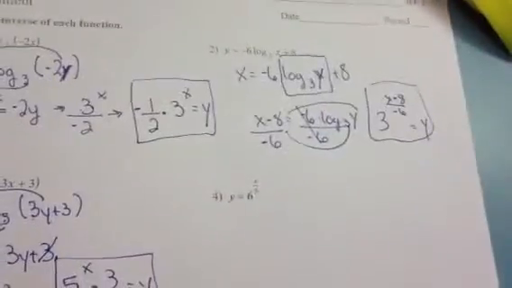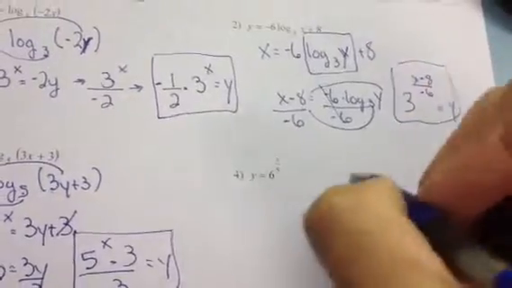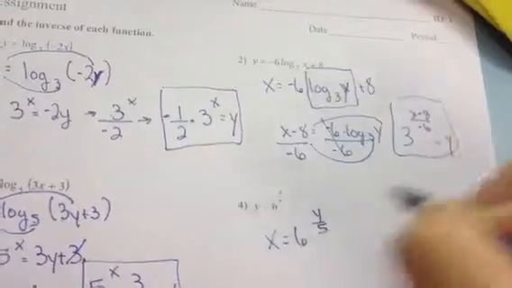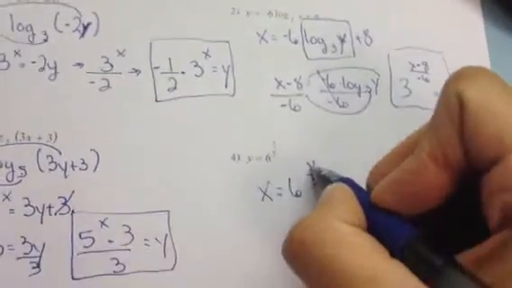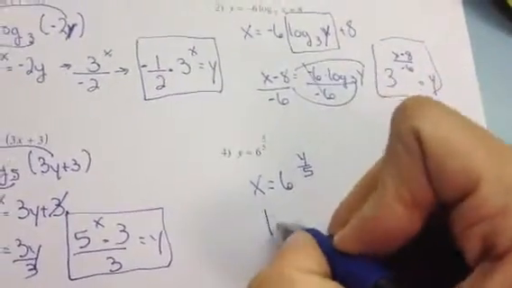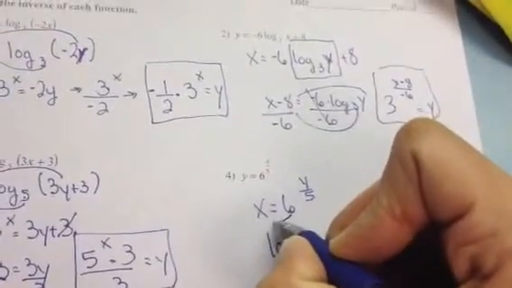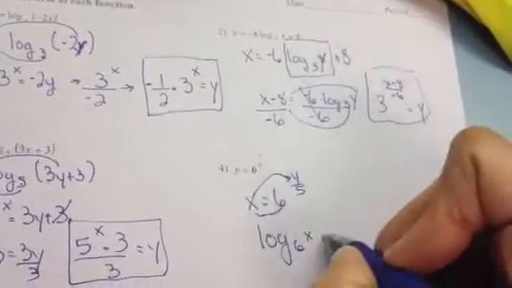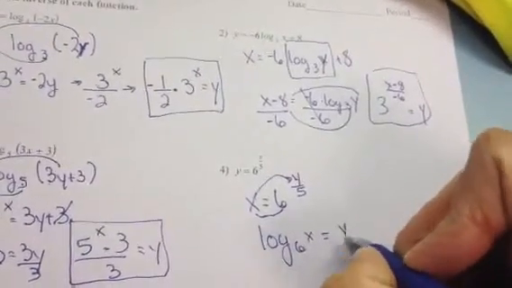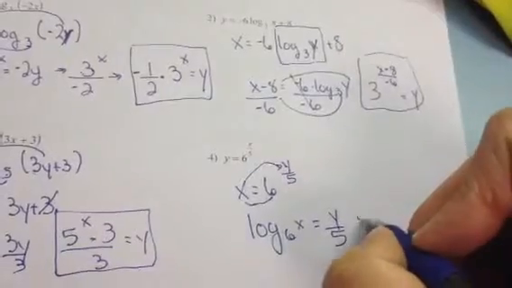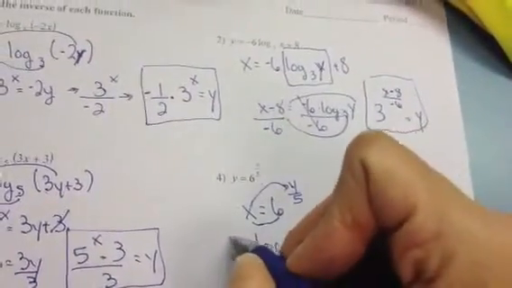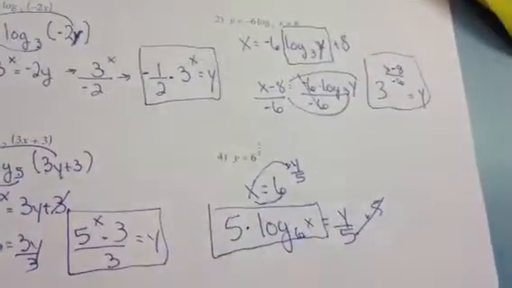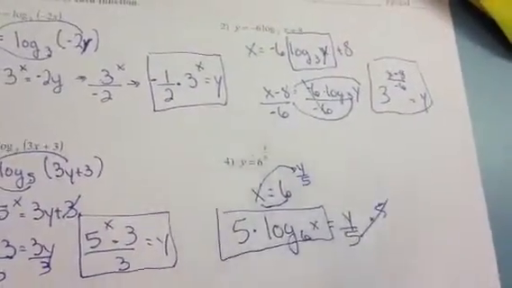All right, number 4. This is an exponent problem, so I will be looping it. First I'm going to switch x and y. And I can't loop it until it's just the base and the exponent, which it is. And it's an exponent, so I'll be looping it into a log. So it's going to go log 6 of x equals all of this. And now to get y by itself, I'm going to multiply by 5 and multiply this side by 5. So when I'm done, this is my looped inverse version. So there's the exponent version, there's the log version.